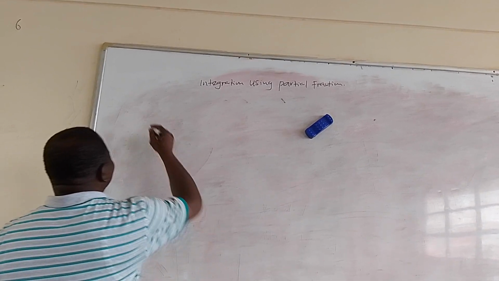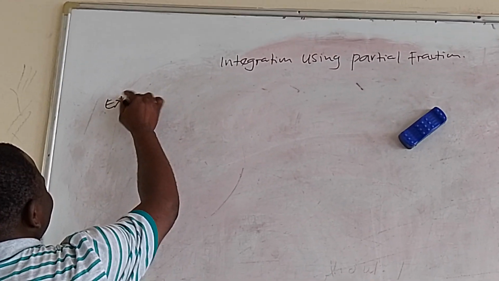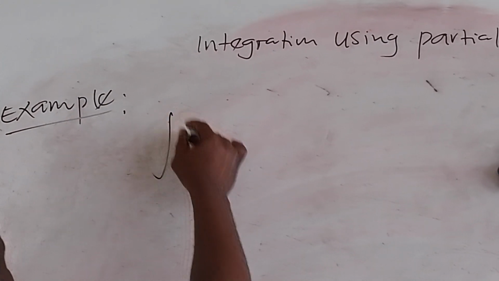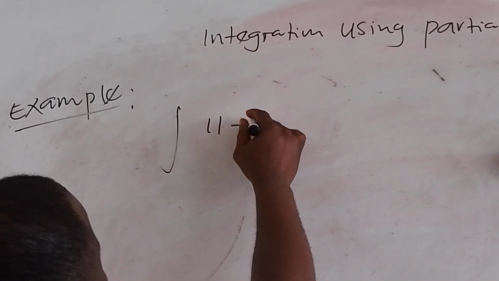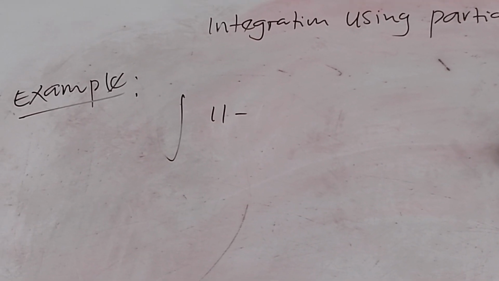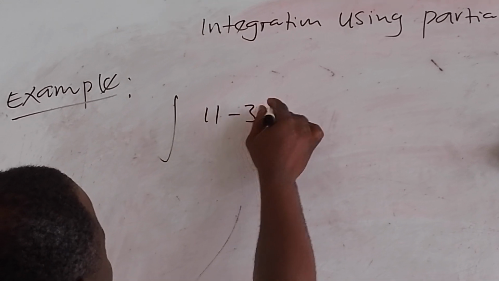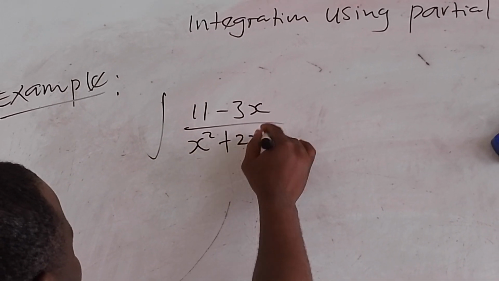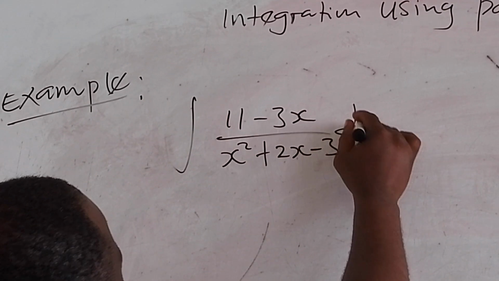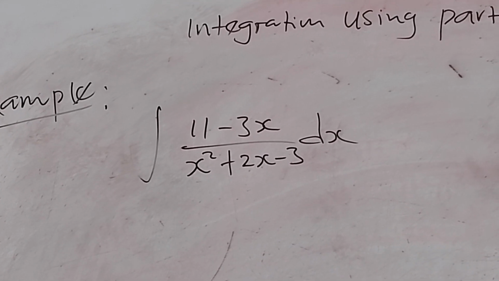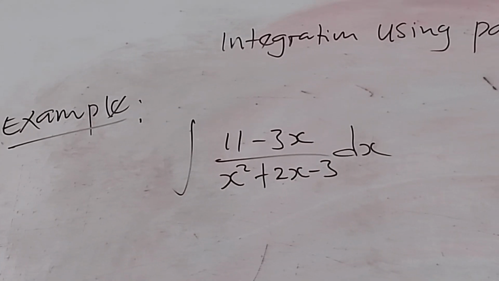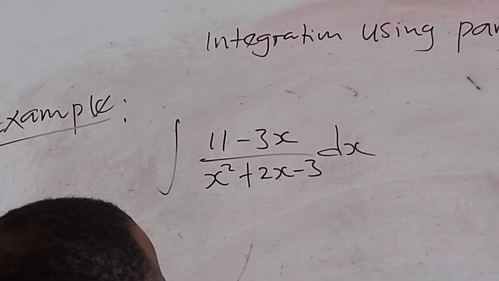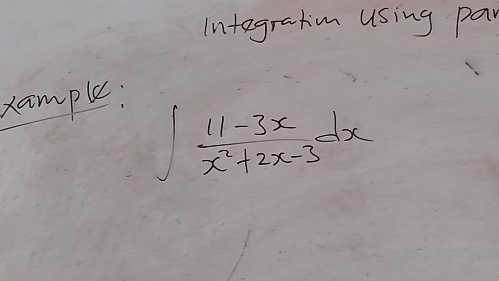Okay. Example. I said we should integrate this: 11 minus 3x all over x squared plus 2x minus 3 dx. Amen? We should use partial fraction to integrate this function. Amen? This is as simple as ABC. Is that clear? Okay.